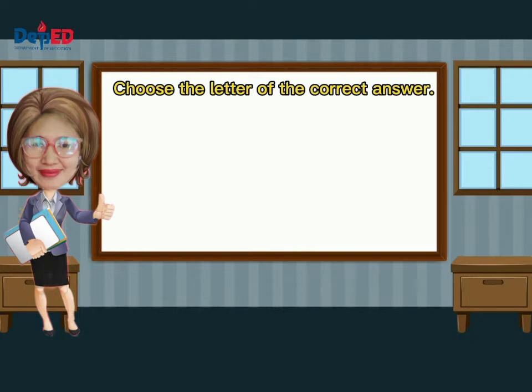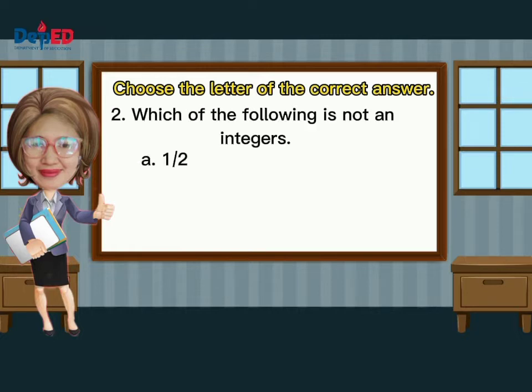Correct. Number 2. Which of the following is not an integer? A. 1/2, B. 4, or C. -7. The answer is A. 1/2.